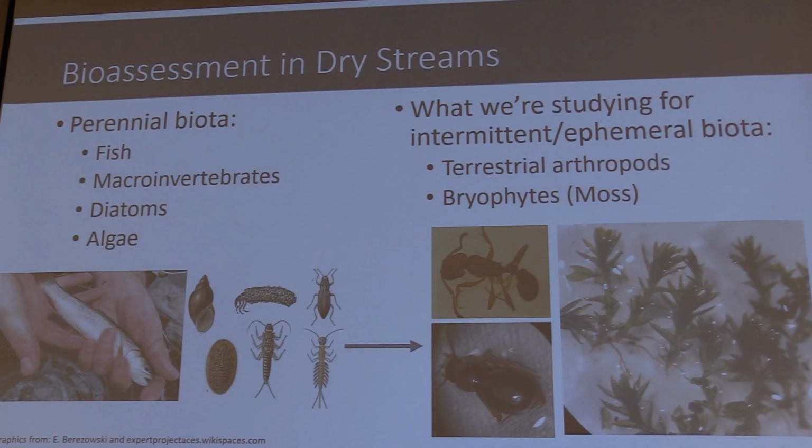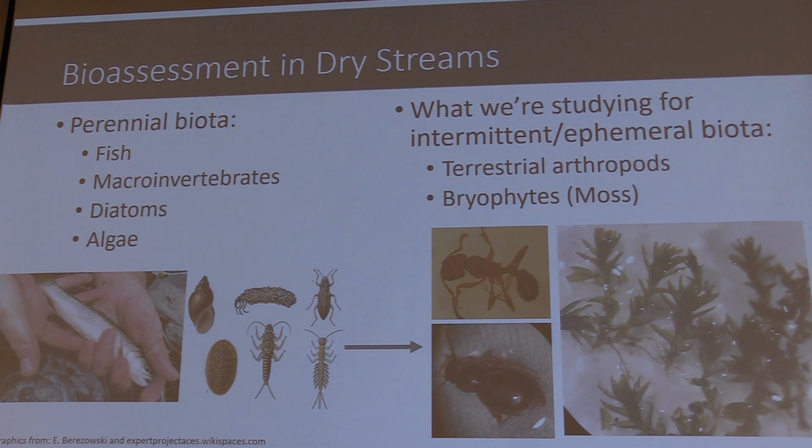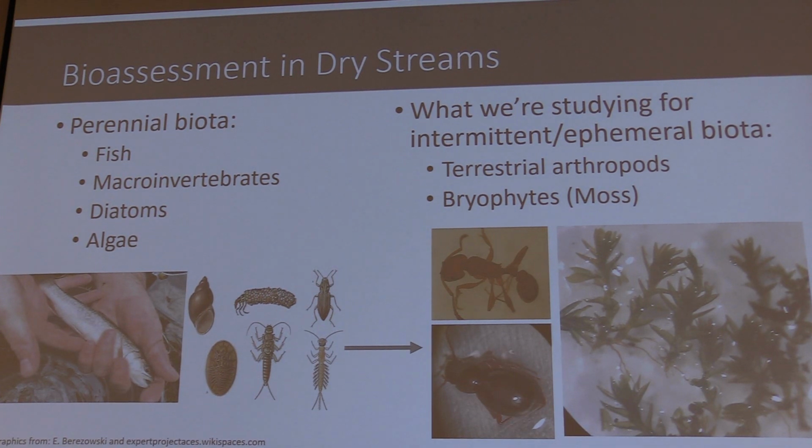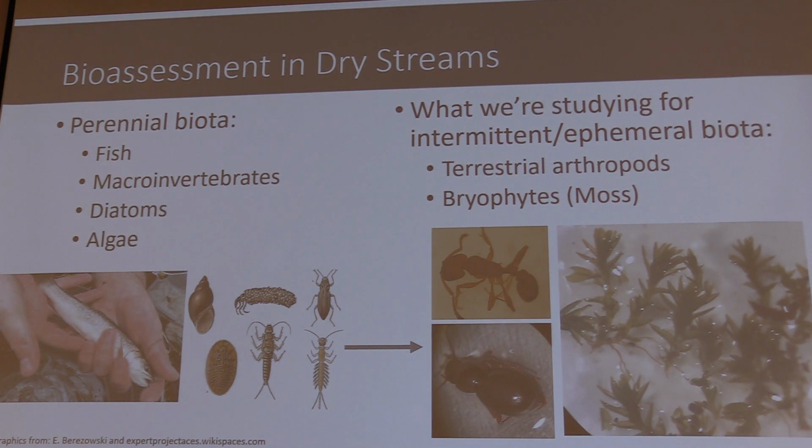So we're all really familiar at this point with some of the perennial biota that we use for bioassessment. Again, we did go away from fish in California, but we definitely do use the macroinvertebrates and algae. But what we're trying to do is look at terrestrial arthropods as well as moss within the stream channel as well as on the banks of the channel in order to essentially do the bioassessment in a similar way to the aquatic.